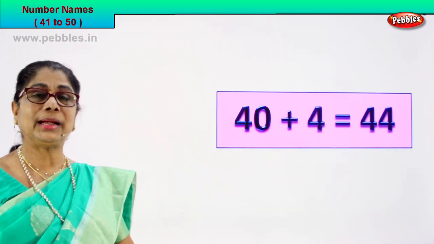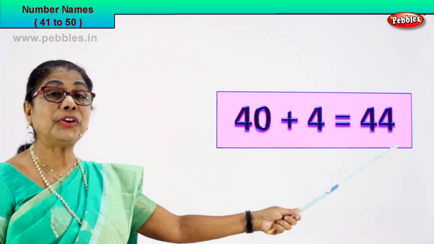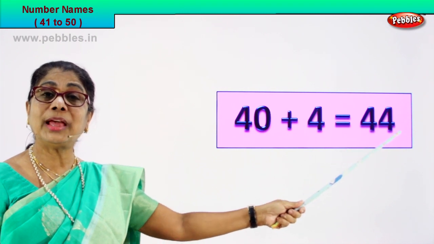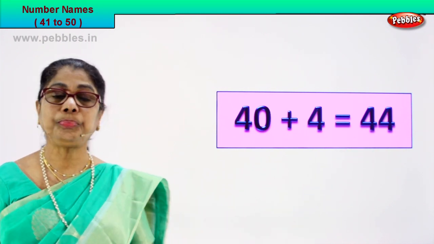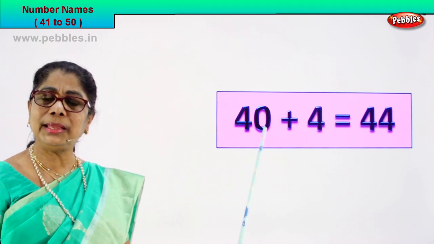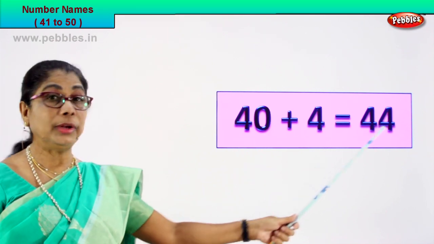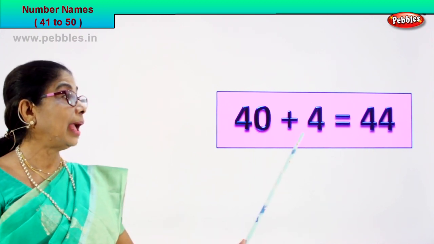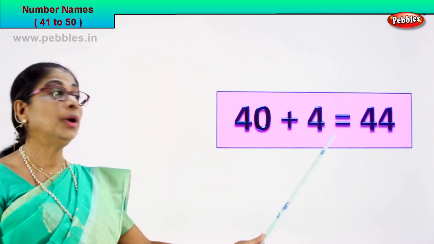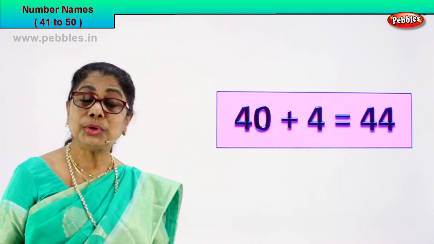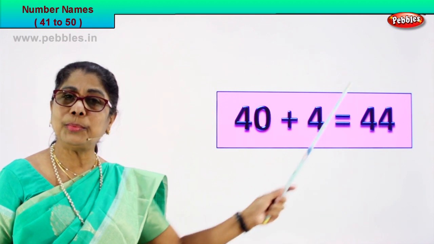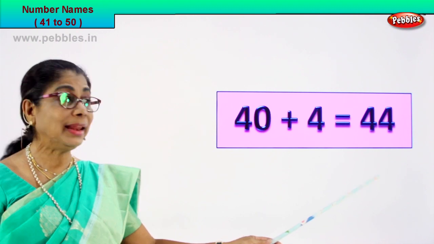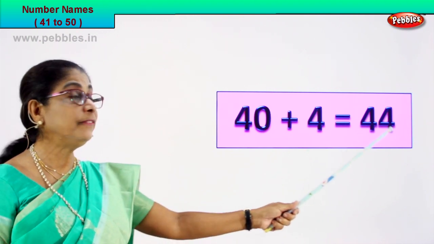After 43 comes number 44. What is the numeral that follows 43? 4 and 4, 44. 4 and 0, 40 plus 4 is equal to 44. 40 and 4 more is equal to 44. So 44, the numeral 44, how do we write its name? Spell and write its name 44.